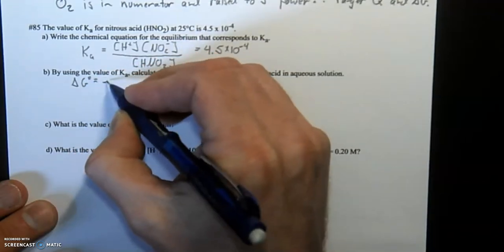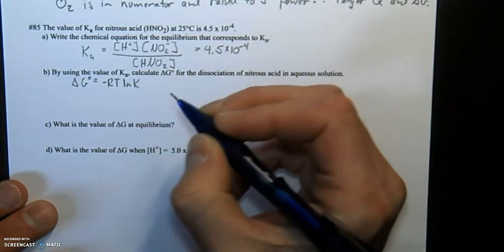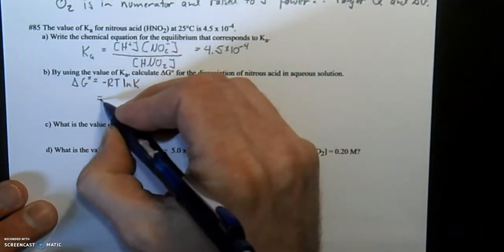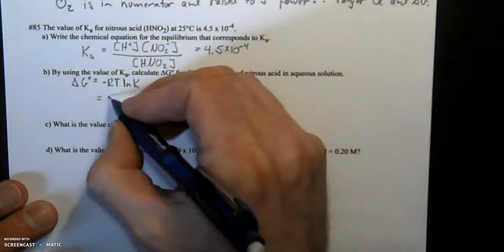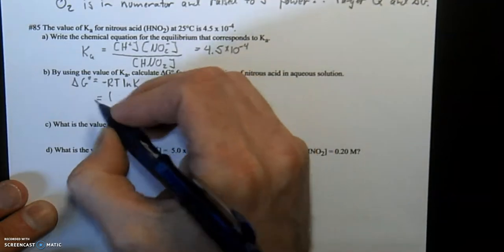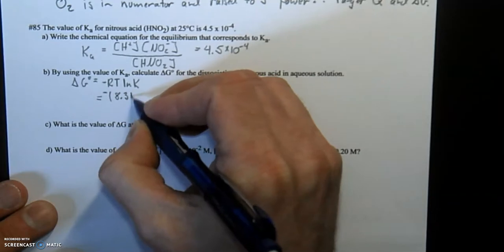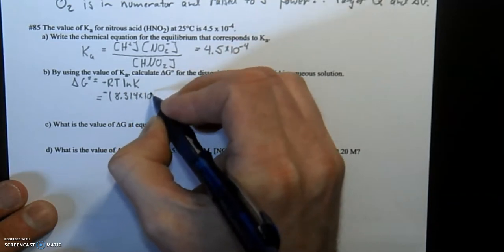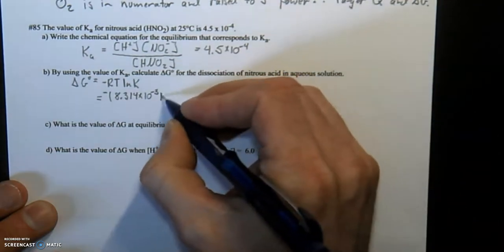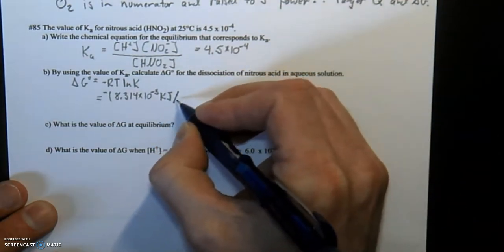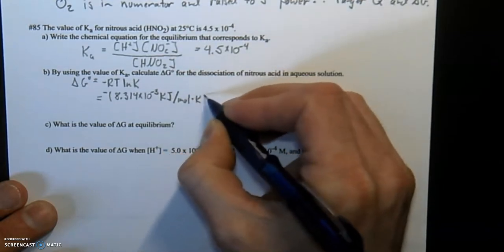It's equal to negative RT, natural log of K. And then if we plug in the values that it gives us, because we're going to use the K to get the delta G. All right, so the way I'll write this in here is it is negative. I'll put that up here. I'll say 8.314 times 10 to the negative 3. So changing joules to kilojoules, just making sure the units are all the same. Kilojoules per mole per Kelvin, if I'm not mistaken.